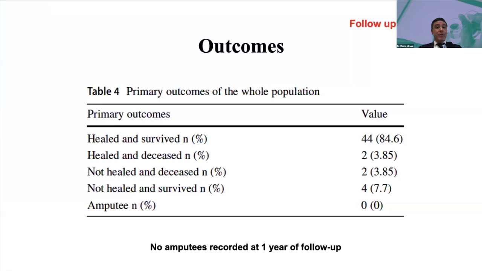84.6% of patients reported total healing, complete healing at 1 year of follow-up, and no patient had major amputation at 1 year of follow-up. Of course, this kind of patient had a less severe condition in comparison to patients with a total condition of desert foot.